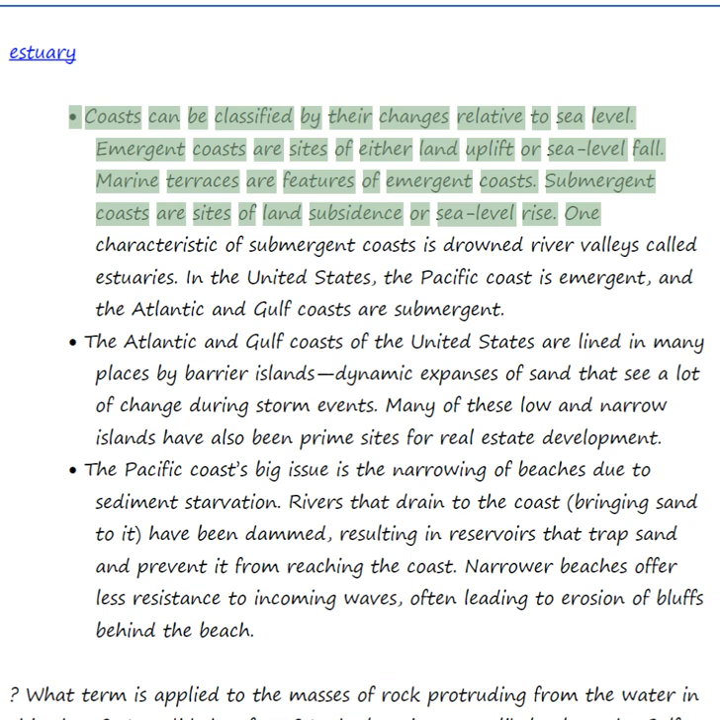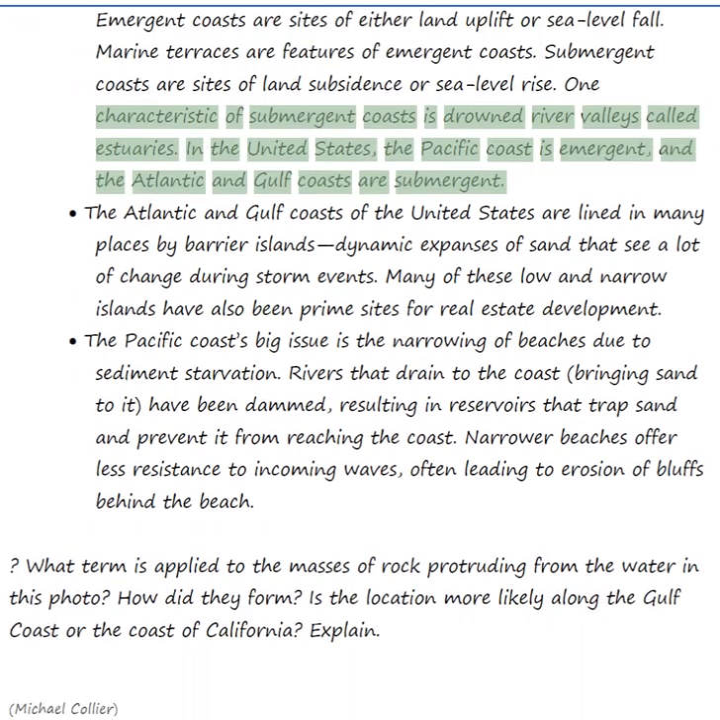Coasts can be classified by their changes relative to sea level. Emergent coasts are sites of either land uplift or sea level fall. Marine terraces are features of emergent coasts. Submergent coasts are sites of land subsidence or sea level rise. A characteristic of submergent coasts is drowned river valleys called estuaries. In the United States, the Pacific coast is emergent, and the Atlantic and Gulf coasts are submergent.